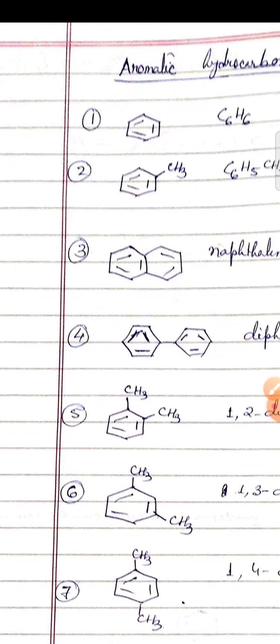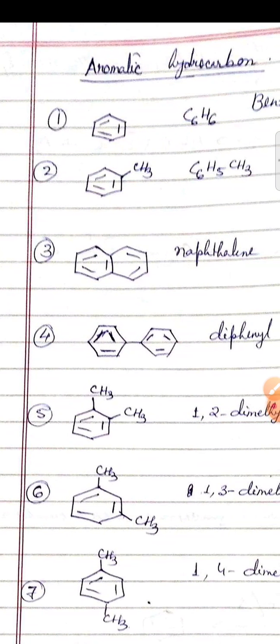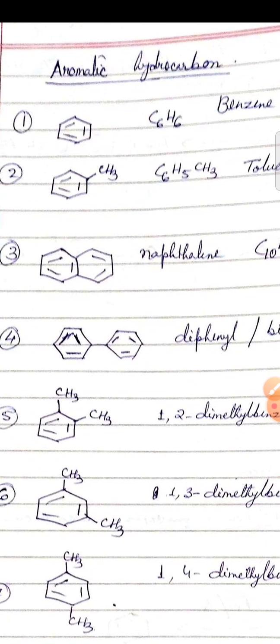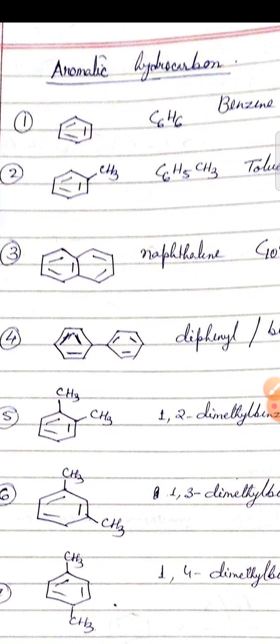The next compound is biphenyl. When two benzene rings are attached by a single bond, then it is called diphenyl or biphenyl. You should be very clear about this naphthalene and biphenyl. Okay, they are not the same. This biphenyl will be required quite often in the class 12 chapter.